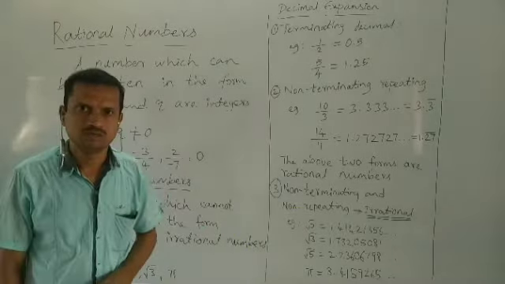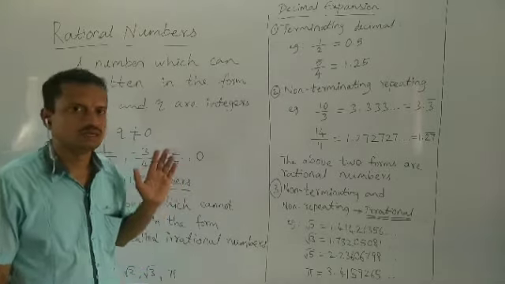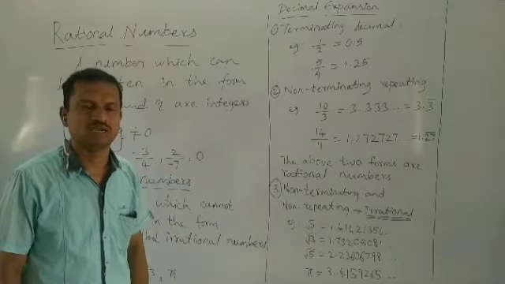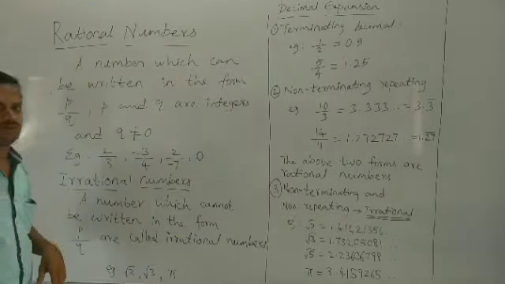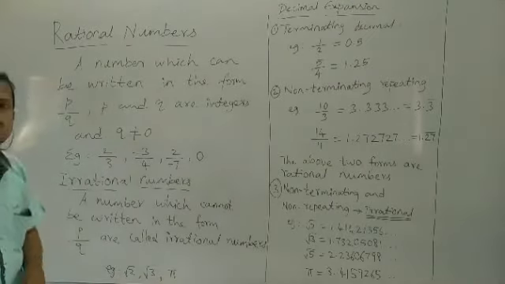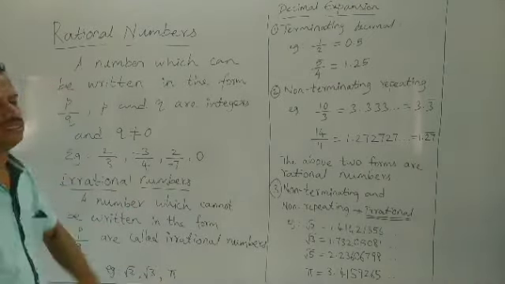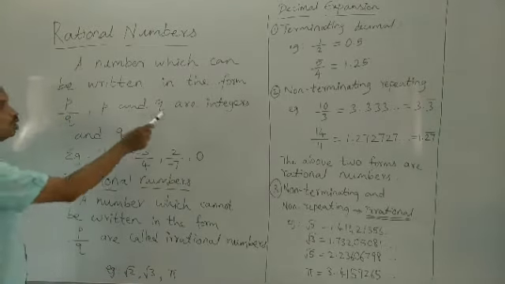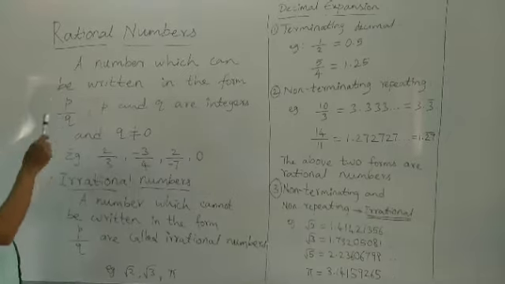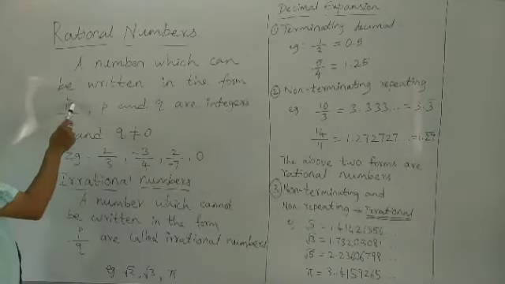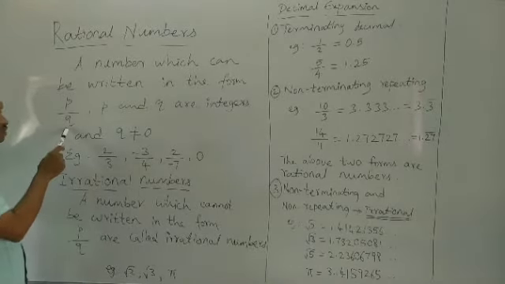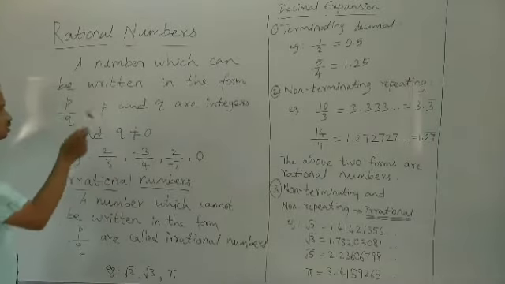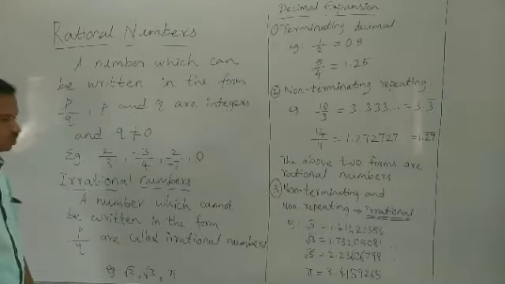Now after the introduction, we get deeply into rational numbers, irrational numbers, and the decimal expansion of both. The definition of rational numbers: a number which can be written in the form P by Q, where P and Q are integers, integer by integer. And the condition is that the denominator Q is not equal to 0. So this is the definition of rational numbers.